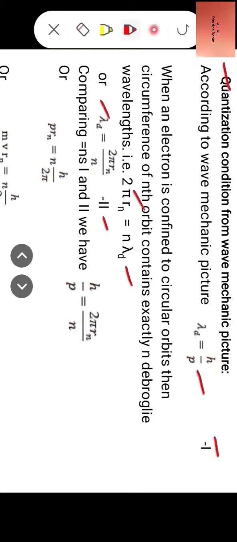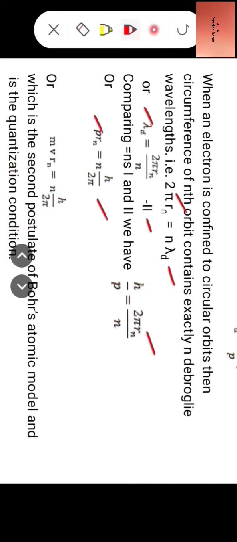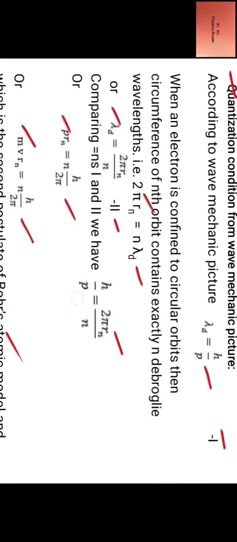Now comparing equations 1 and 2, the left hand sides are the same, that is lambda d and lambda d. Therefore the right hand sides must be the same, so h by p must be equal to 2 pi rn by n. Now from here we have p rn is equal to nh by 2 pi. Or replacing p by mv, we have m v rn is equal to nh by 2 pi, which is the second postulate of Bohr's atomic model and is the quantization condition. So thus we can derive the quantization condition from the wave mechanic picture.